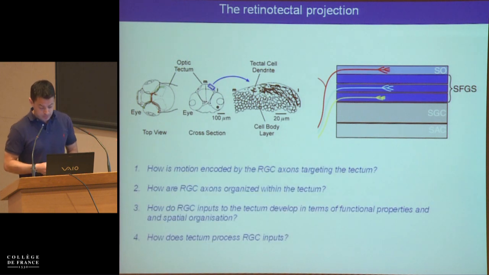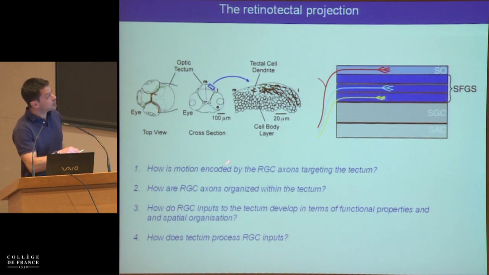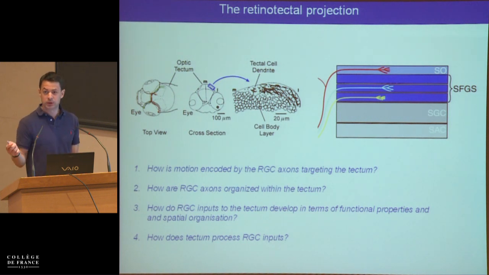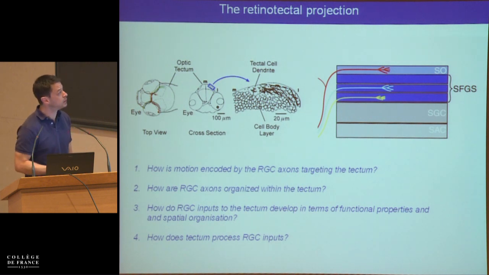Okay, so we were interested in motion vision. We wanted to know how motion is encoded by the whole population of ganglion cells that target the tectum specifically. We're also interested in how the axons of these motion detectors are distributed amongst these different layers. I think this is important to know if down the road you want to understand how a given postsynaptic neuron is integrating all of these information channels coming from the retina.